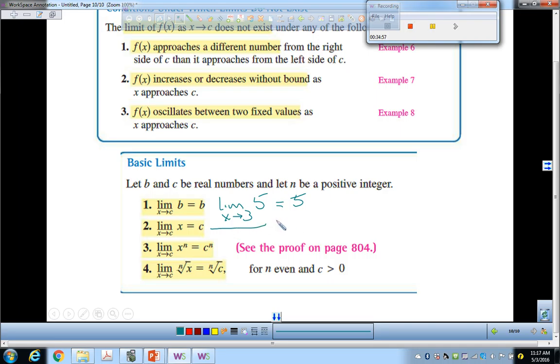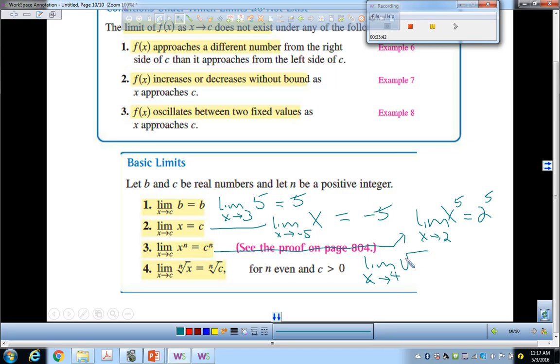This says that for the limit of y equals x, I can just plug into that function. So the limit as x goes to -5 of x is equal to -5. This says if I have a power function, the limit as x goes to 2 of x to the 5th power is equal to 2 to the 5th power. In other words, I can just plug into these functions to find the answers. That goes for a root function too. So the limit as x goes to 4 of the 4th root of x is equal to the 4th root of 4.